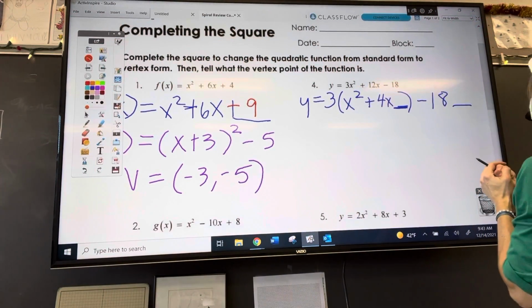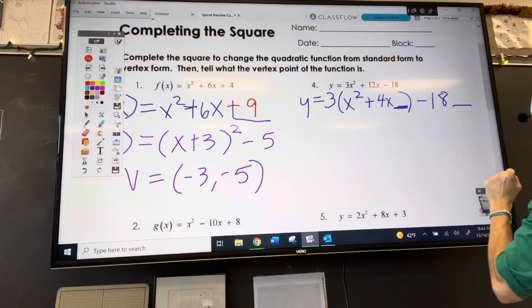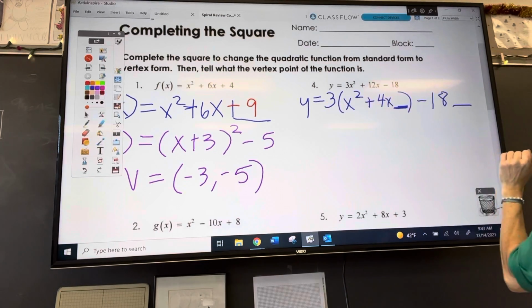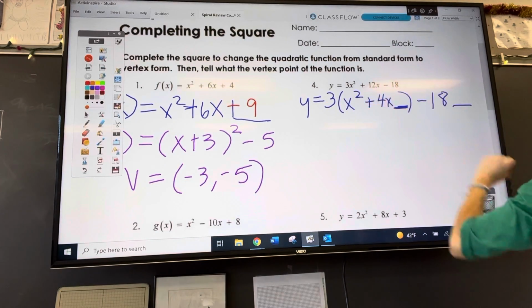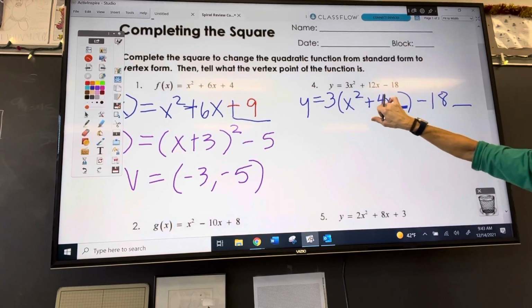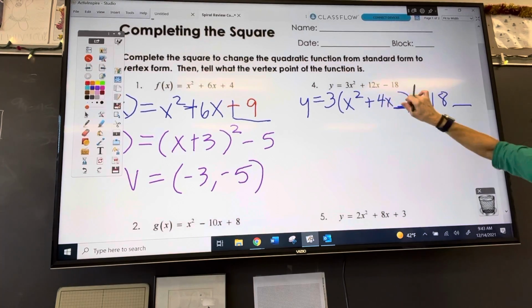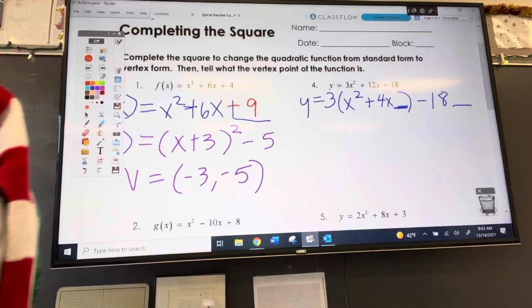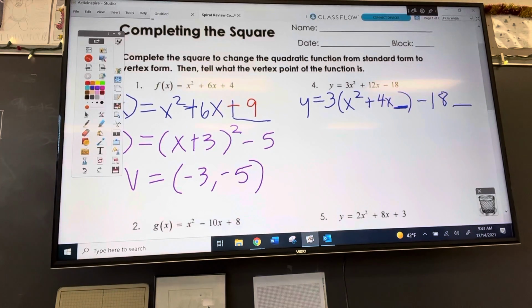and then we're going to balance the equation. It's a little trickier because we have a 3 in front. So let's go ahead and focus here first and balance. Half of 4 is 2. 2 squared is 4. So I'm adding 4.